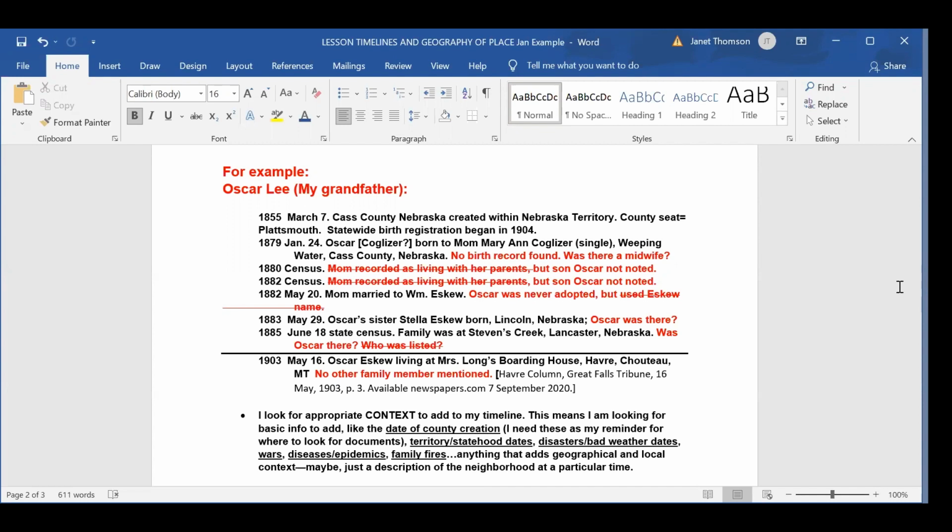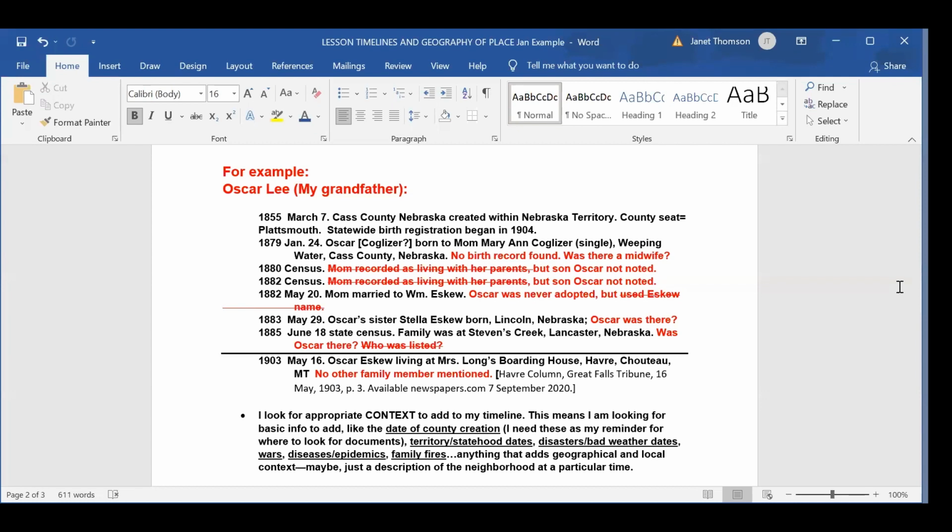The first time that I might be able to find him is 1885, but it says +3. It says William Eskew, Marianne Eskew +3. How do you like that? Those aren't the best apples in the world.